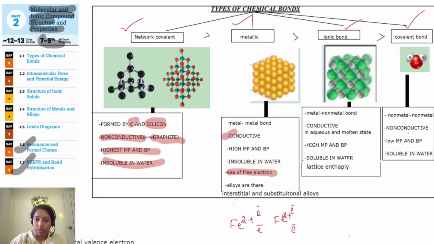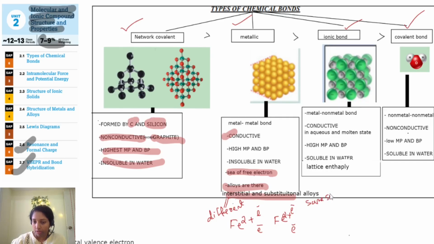Okay, and alloys are very important. The question may be like, out of the following which one forms a substitutional alloy, or which one is an interstitial alloy. Just imagine, substitution means you are substituting one with another, right? At that time it will be the same size, but interstitial means they will occupy the interstitial positions. Alloy means a mixture of metals, correct? So different sized atoms will form an interstitial alloy, and same sized atoms will form a substitutional alloy.